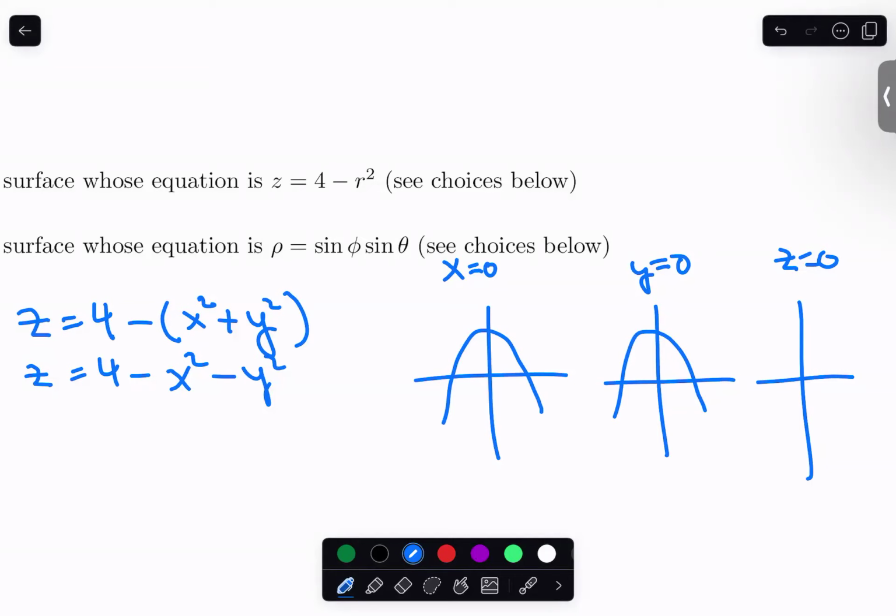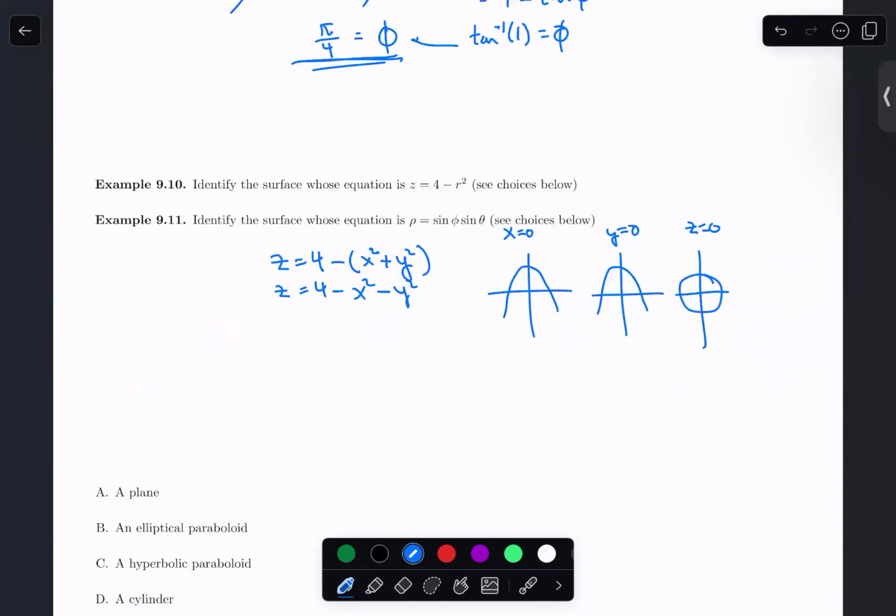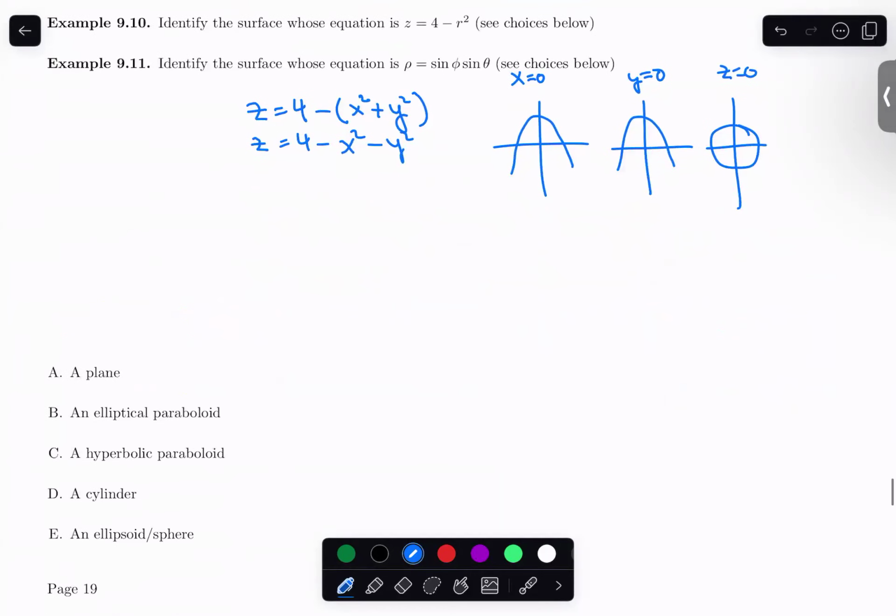And when z is equal to 0, I could rearrange this, and I'm going to get a circle of radius 2. So if I was to combine all of these things into a final picture, we have parabolas and we have a special ellipse. It's a perfect circle in this case. So I'm looking for something with ellipses and parabolas, and it turns out B would be my correct answer. This is a great kind of question, because not only does it test the conversion stuff, but it also tests the 12.6 stuff.